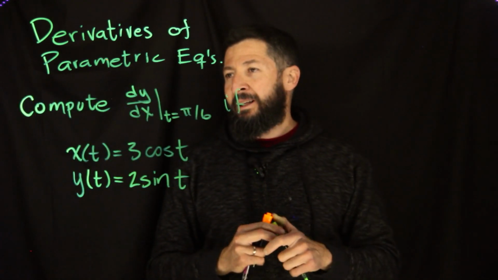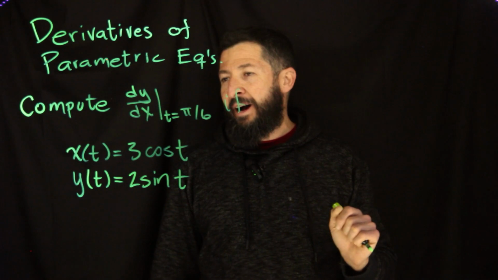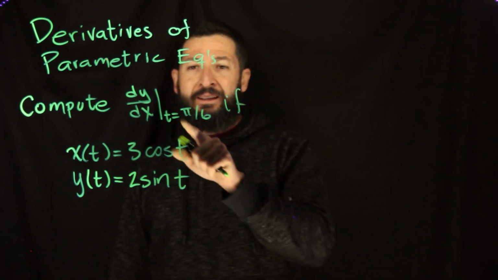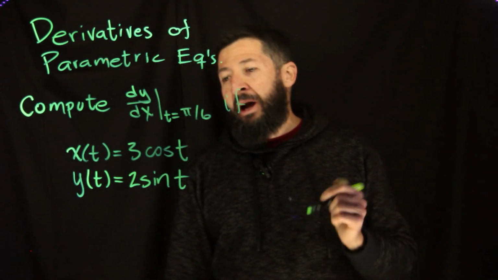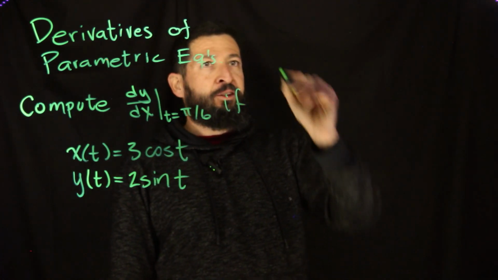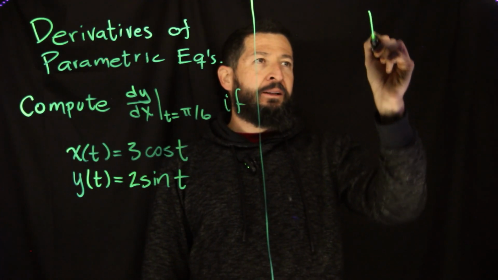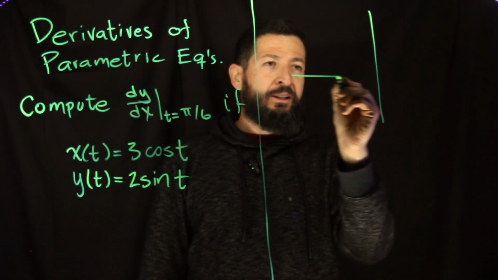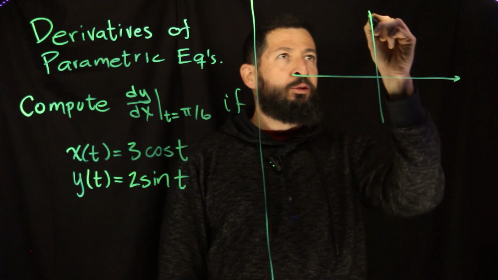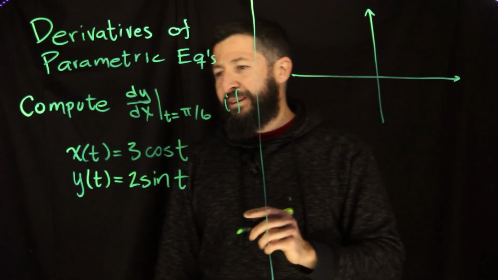All right, so let's go ahead and compute the derivative of y with respect to x when t is pi over 6 for this curve. So let's go ahead and try to visualize what this curve looks like. I'm going to quickly give you an idea of it, not going to go into too much detail. I'm going to quickly graph it.